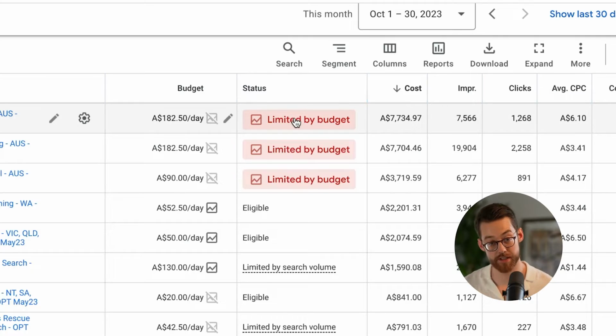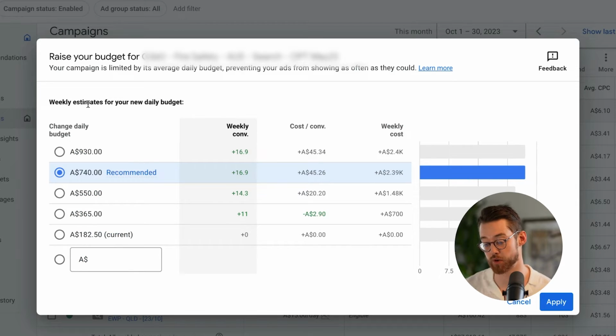And Google tells us that we're limited by budget. That basically means that for an incremental increase in the current cost per conversion, Google thinks it can deliver more conversions from our spend. It just requires us to be willing to spend more on a daily basis. So if I click on this, you can see that Google is giving us some idea of if we increase our daily budget, how many more conversions we'll drive. And this is actually very useful.